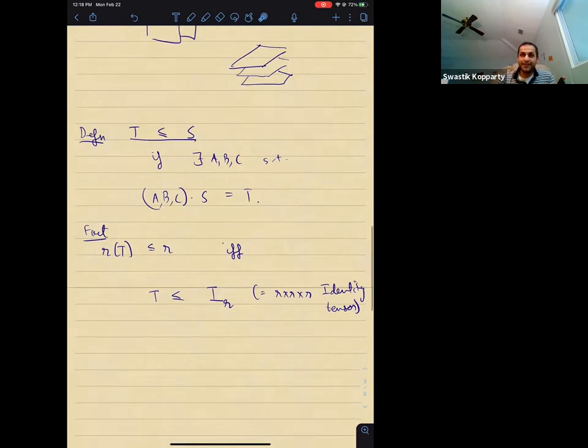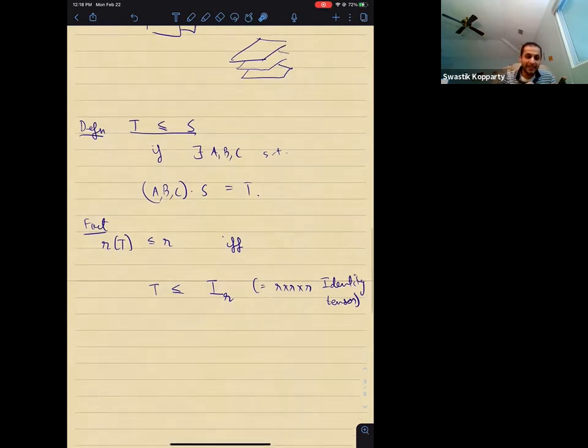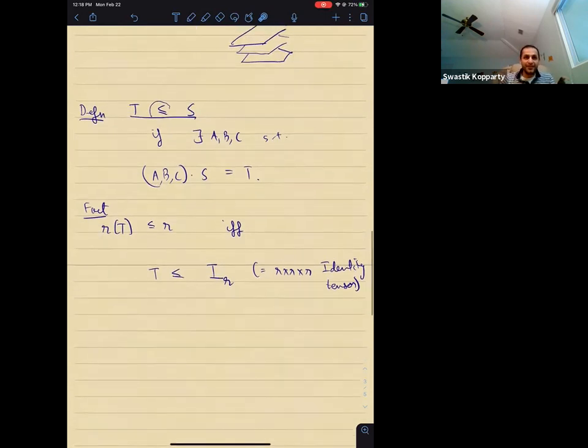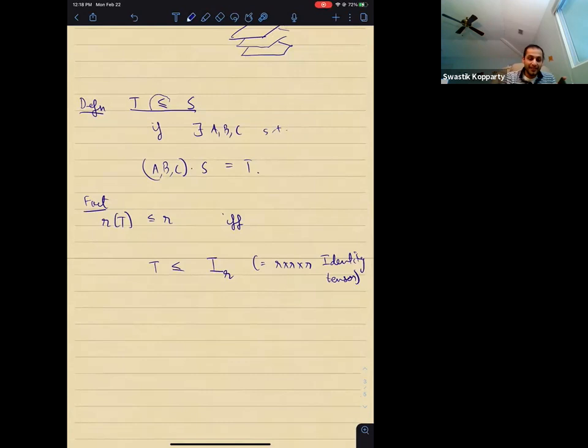Okay, so this is called the Gaussian order on tensors. So I define the Gaussian order, and the tensor rank shows up naturally as the smallest r for which T is at most I_R.